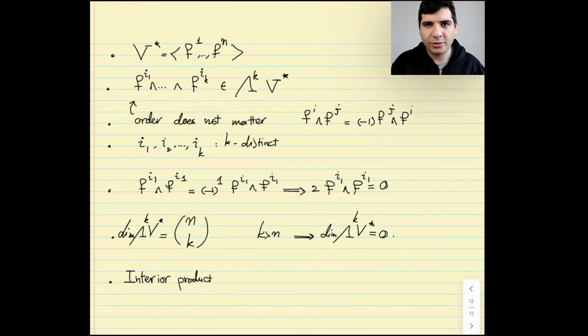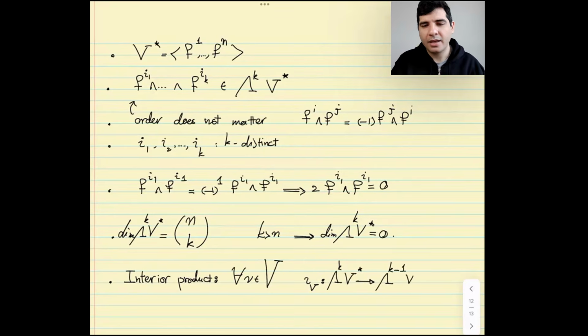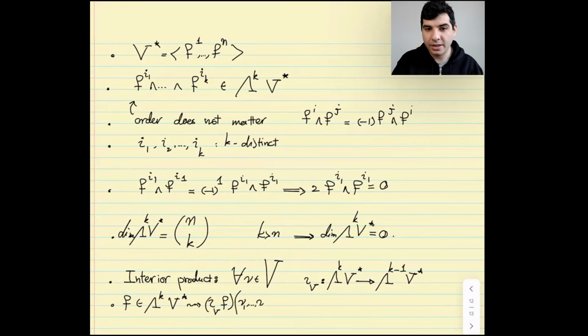There are two more things we want to know about these alternating multilinear maps. One is the interior product. Any fixed vector you pick defines a map from k-forms to k minus 1 forms, for any k. How is it defined? Let's denote this map with iota v. For any k-form f, iota v of f would be a k minus 1 form. In order to characterize it, I should give k minus 1 vectors to it as input, and I should say what the value would be. This should be a real number.